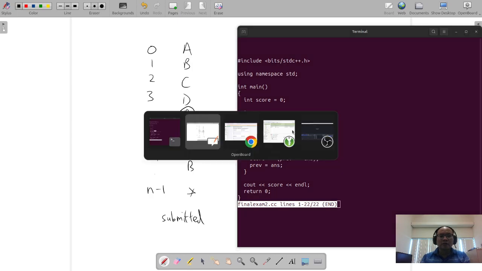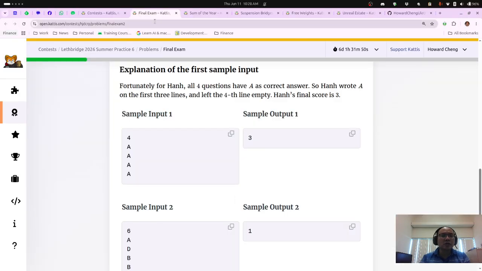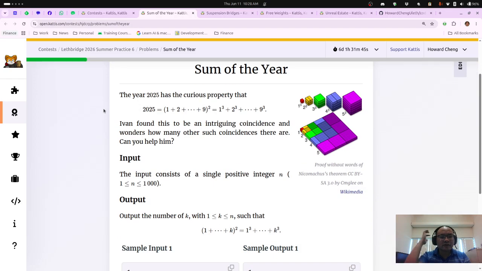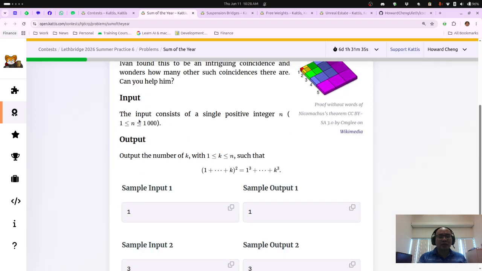Okay, so first one should be easy. Let's see the second one. Okay, so the year 2025 has this curious property that it's (1 + 2 + ... + 9) squared, which is also 1 cubed plus 2 cubed up to 9 cubed. And you're given a single integer n up to 1000. Output the number of k such that this equality holds.